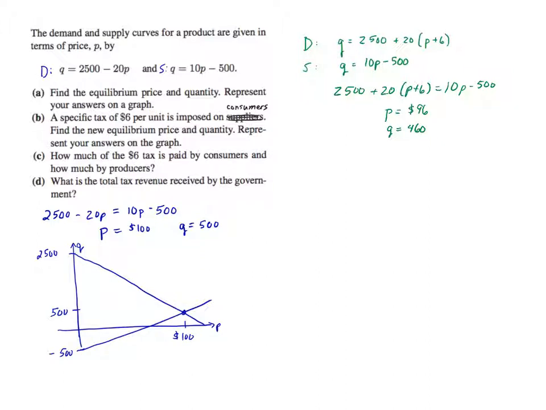If you were to graph these, the graph would not look much different than what we had before. The supply curve would be the same. The demand curve would not change much. And if we labeled the points, the point of intersection here would be at a price of $96 and a quantity of 460.